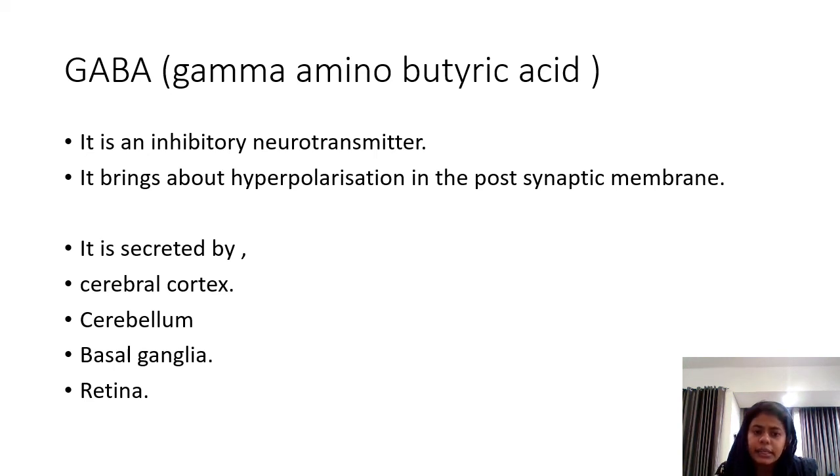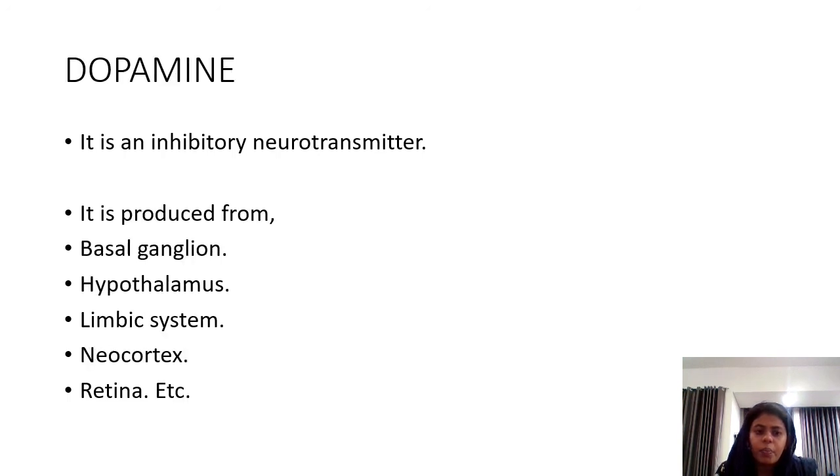Gamma aminobutyric acid is an inhibitory neurotransmitter. It brings about hyperpolarization in the postsynaptic membrane, and it is secreted by the cerebral cortex, cerebellum, basal ganglia, retina, etc. Dopamine is an inhibitory neurotransmitter, and it is produced from basal ganglia, hypothalamus, limbic system, neocortex.